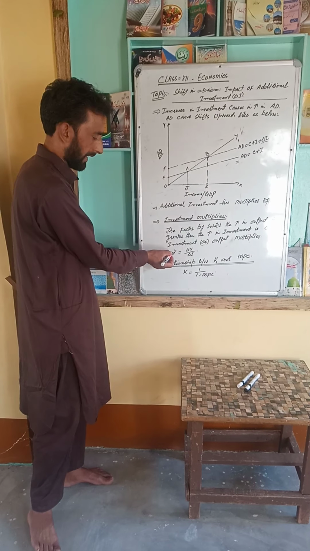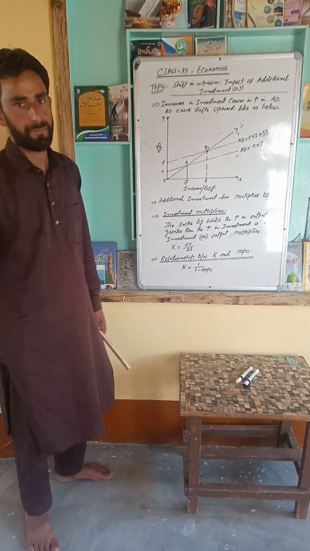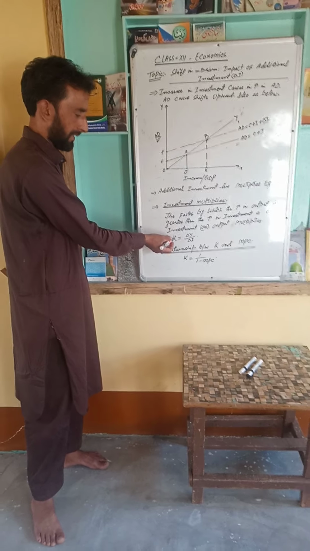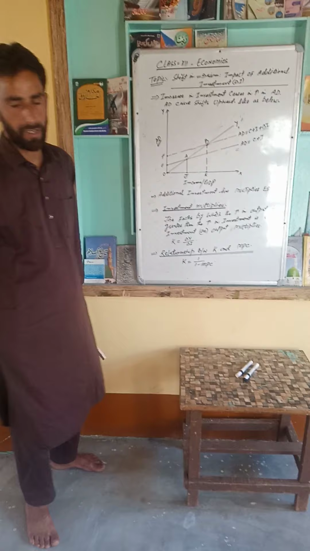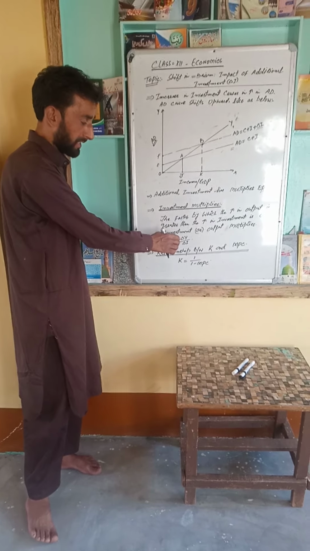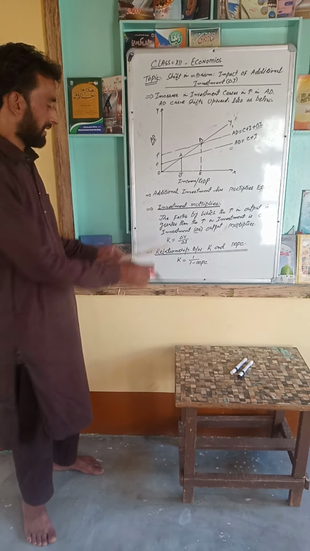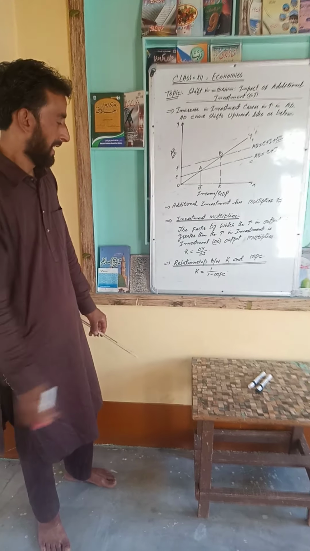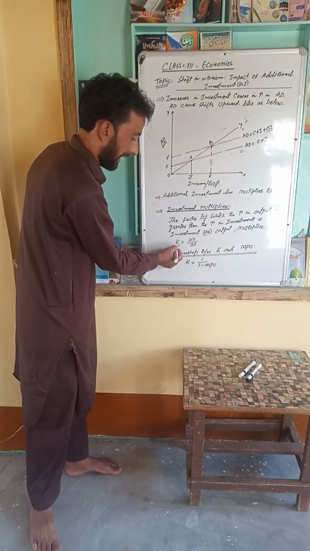We can say ΔK, meaning the multiplier, is equal to ΔY upon ΔI. In economics we use the letter K for investment multiplier or output multiplier. The formula is ΔY upon ΔI, sorry. That means how much there is change in income, upon how much there is change in investment. Clear? This is the procedure for how we measure the investment multiplier and what is meant by investment multiplier.